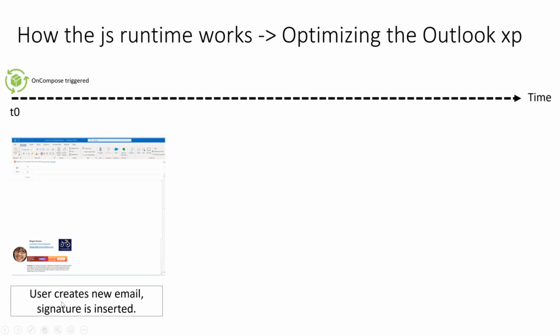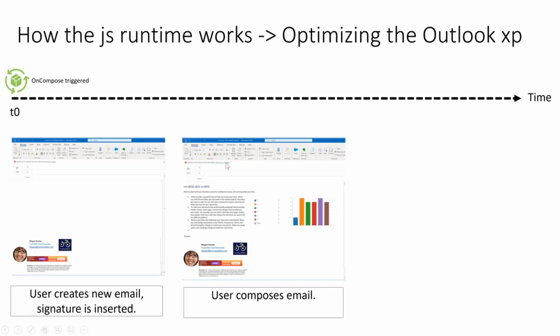The user creates a new email, the signature is inserted, and then at some moment the user starts composing an email. If this is more than 5 minutes, basically T0 plus 5, and no other events happen, what happens is that our sandbox and your add-in shut down. So the add-in is no longer using any memory or anything like that, right?